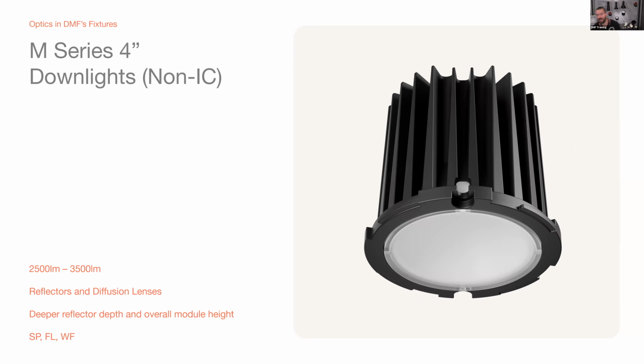The next set of fixtures, still in our M series family, are our 4-inch downlights. This moves into our non-IC high lumen downlights: 2500, 3000, and 3500 lumens. You see that the fixtures get considerably larger. The module itself is pretty big, and this is one instance where we do have a remote supplemental driver. But the real approach here is a reflector and diffusion lens combination.